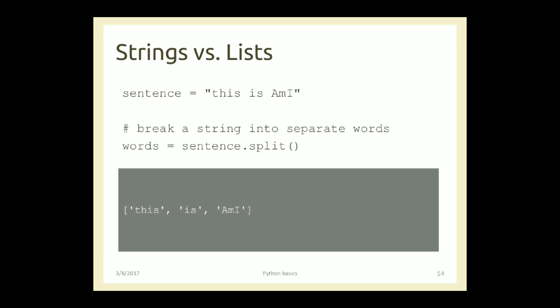Now we have a new string with the name sentence. This string is given: "this is am I". Now if you want to convert this given string into a list so that we can separate words from it, we can break this string into separate words using the split function. So we have written here words equals sentence.split.